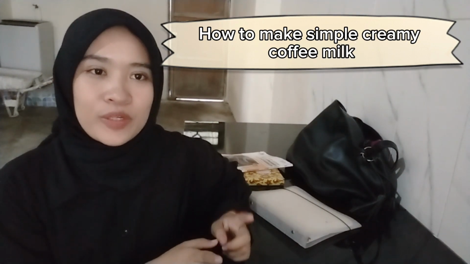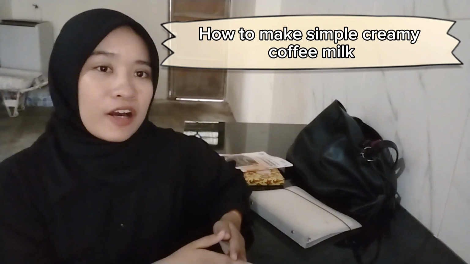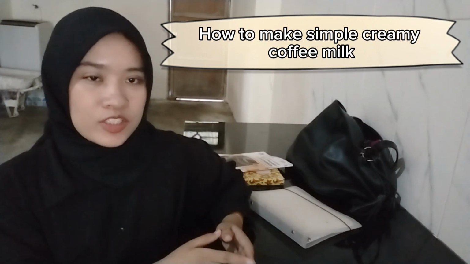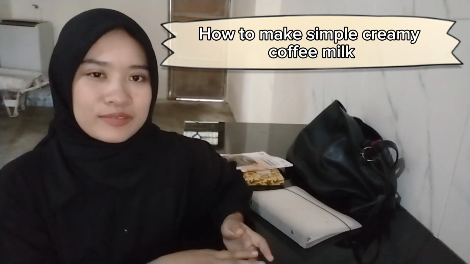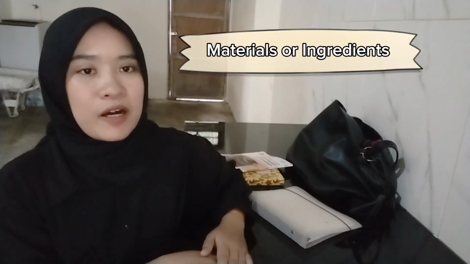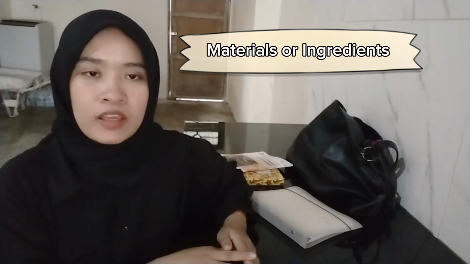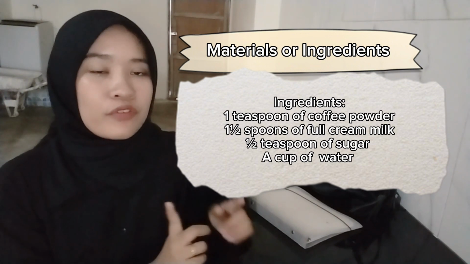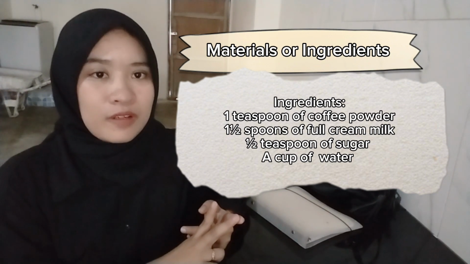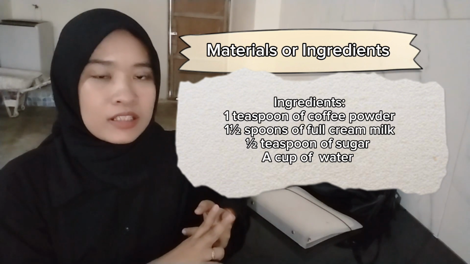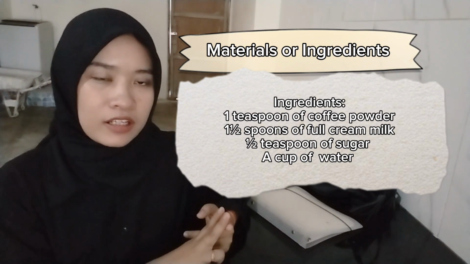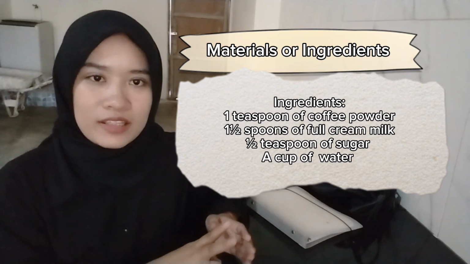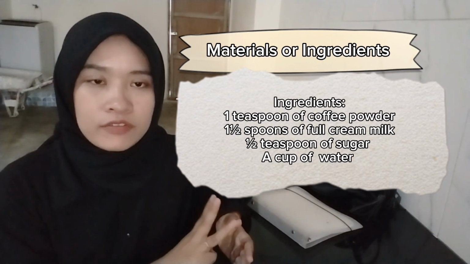From the title, we know that this text will tell us about how to make simple creamy coffee milk. This already indicates the first structure, the aim or goal. And the next is the materials or ingredients. The first ingredient is 1 teaspoon of coffee powder, 1.5 spoons of full cream milk, and 1.5 teaspoons of sugar. But this is optional, you can skip it because full cream milk is very sweet. And the last is a cup of water.